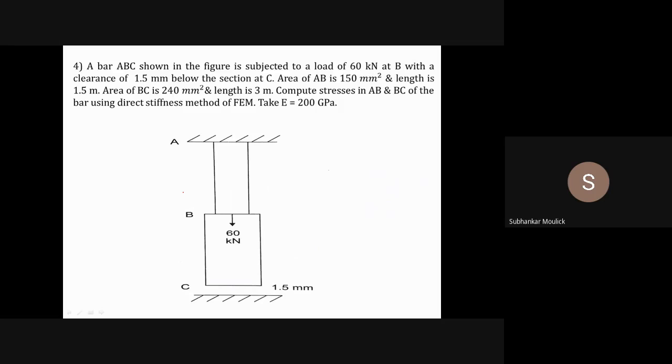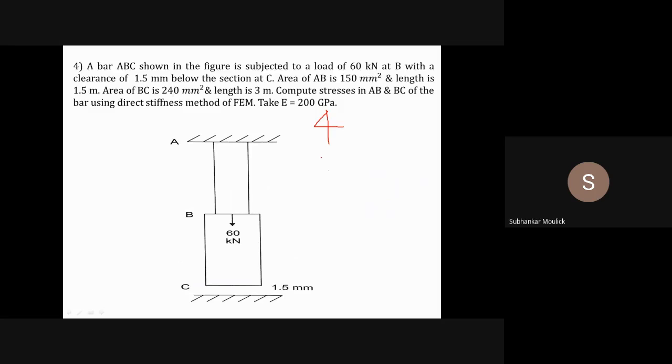Fine. If it is not given to you, then it is your wish. You can solve this problem by dividing the entire geometry into 3 elements, 4 elements, or 2 elements. But because we know that in FEM, if we increase the number of elements, my solution is much more accurate to the original solution value.